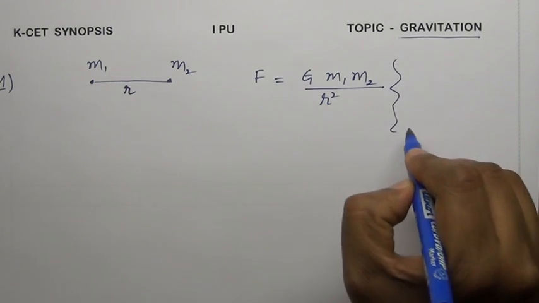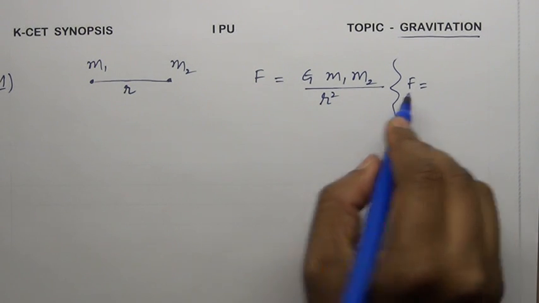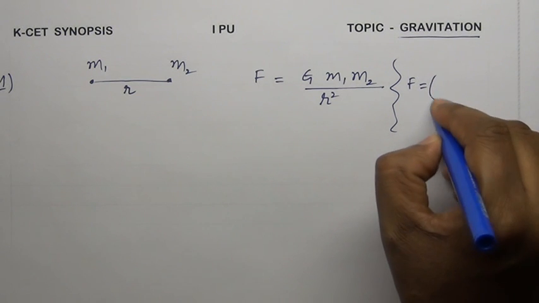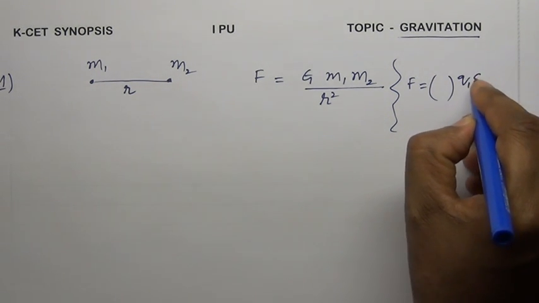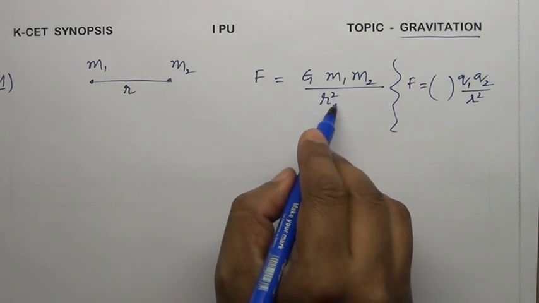Simultaneously compare this with electrostatics. The force of attraction or repulsion between two point charges, here it is always attraction, is constant q1 q2 by r square. Here it is G m1 m2 by r square.